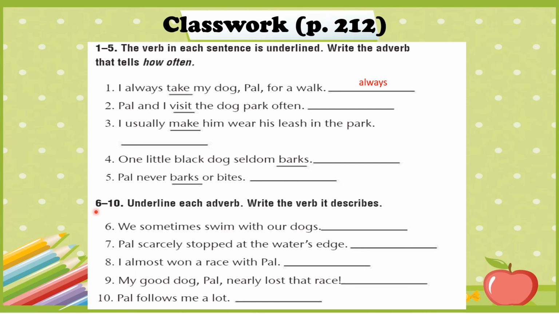6 to 10, underline each adverb and write the verb it describes. Let's try number 6. We sometimes swim with our dogs. So where is your verb in here? Your verb is swim. So how often do you swim with your dogs? The answer is sometimes. And on the blank, you have to write the verb that the adverb sometimes is describing. So please follow the same pattern to answer 2 to 5 and 7 to 10.